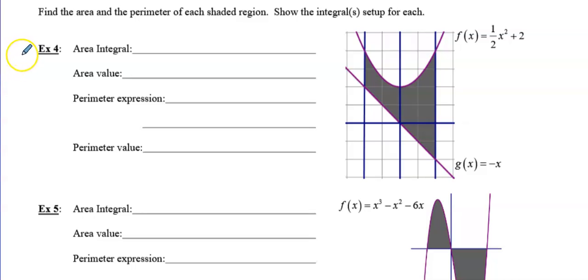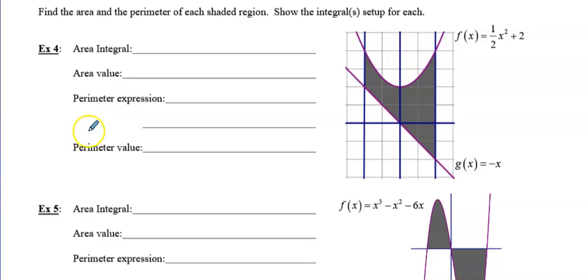We're in lesson number 31, where we're going to now review area and more importantly, arc length. So in example number 4, I want us to find a couple things that you guys can see here. We want to find the area of the shaded region. We want to set up an integral and find our value using our calculator.